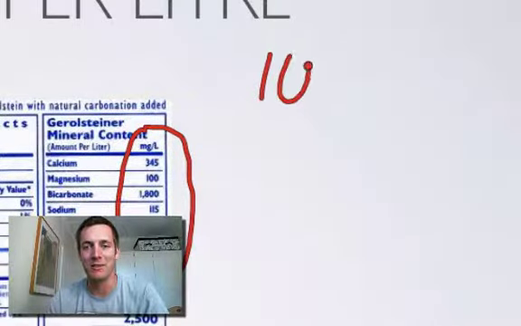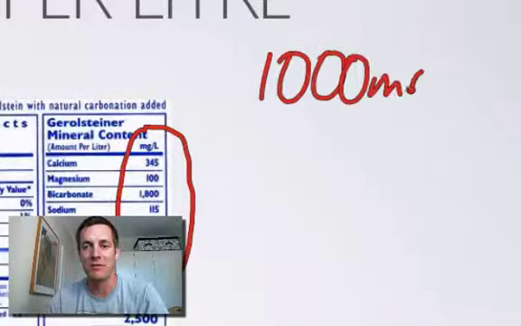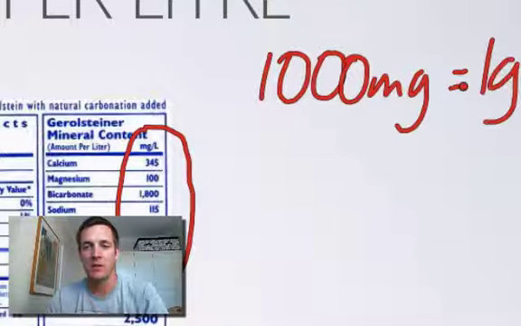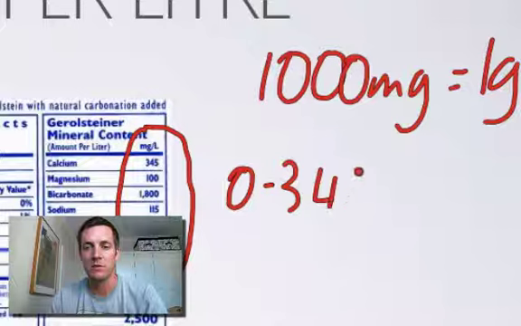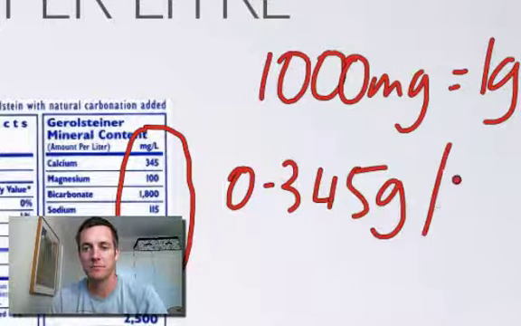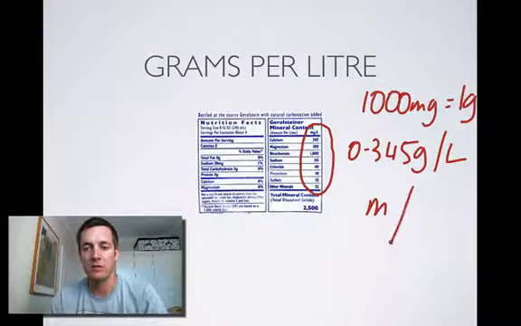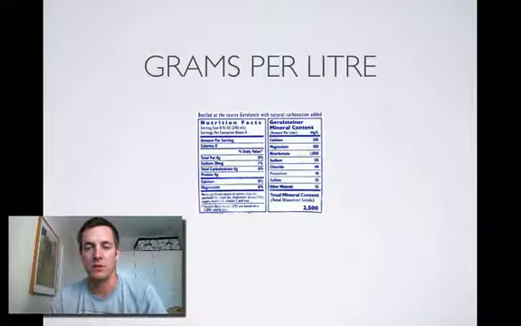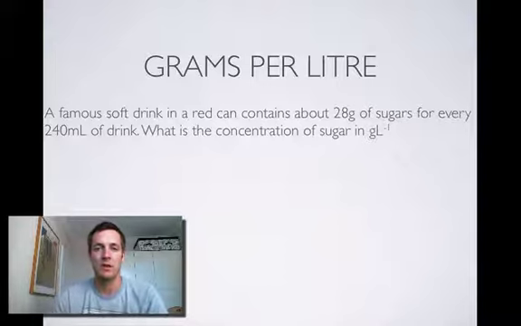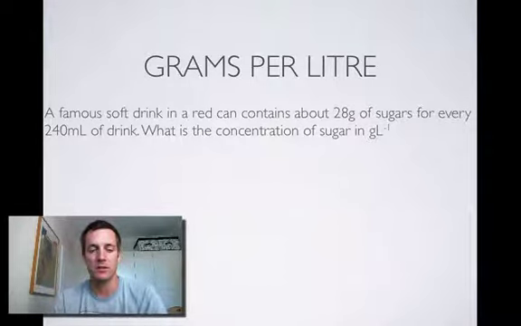Here's another very important conversion. It's 1,000 milligrams equals 1 gram. So in other words, this is 0.345 grams per litre of calcium in this mineral water. What this means is we're taking the mass and dividing it by a volume. So if we're going to do a calculation of this sort, all we have to do is decide what is the mass of the solute and divide it by the volume of the solution.